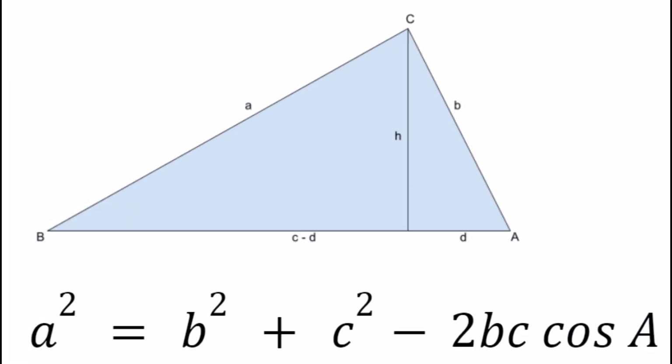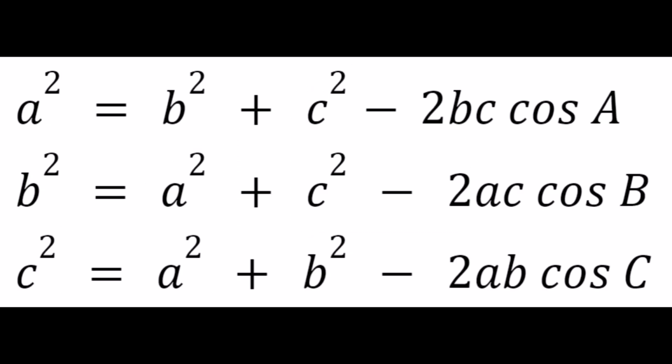D is also equal to b times the cosine of A. Substituting this, we get that a squared equals b squared plus c squared minus 2bc cos A. This is the law of cosines. We can repeat this for the other two sides to get that b squared equals a squared plus c squared minus 2ac cos B, and c squared equals a squared plus b squared minus 2ab cos C.